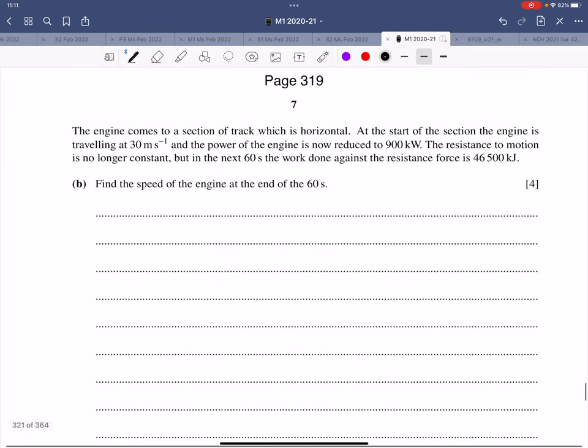Now it says the engine comes to a section of a track which is horizontal. So now we have a horizontal track. The same engine is up there like this. And now the forward force power of the engine is now reduced to 900 kilowatts. Okay, so first of all, there is 900 kilowatts power. It's still traveling at 30 meters per second.